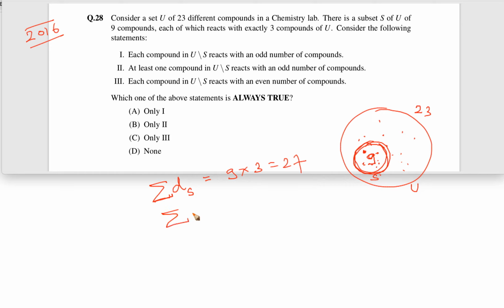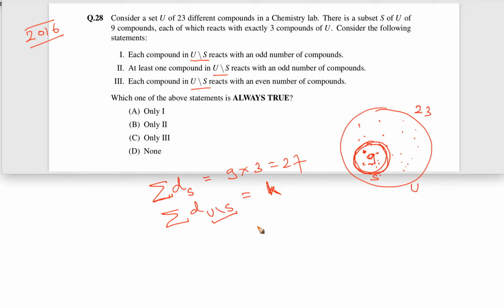What about the summation for the rest of them? Now I'm talking about every compound which is not in S, so U minus S. This pattern is okay because they are talking about U minus S only. I don't know what the total degree of all the vertices in U minus S is, but I can say it is something, K. I don't know what K is, we'll figure it out, but it is some constant.